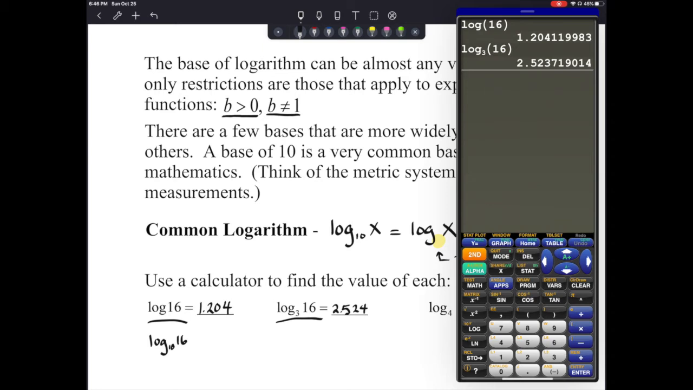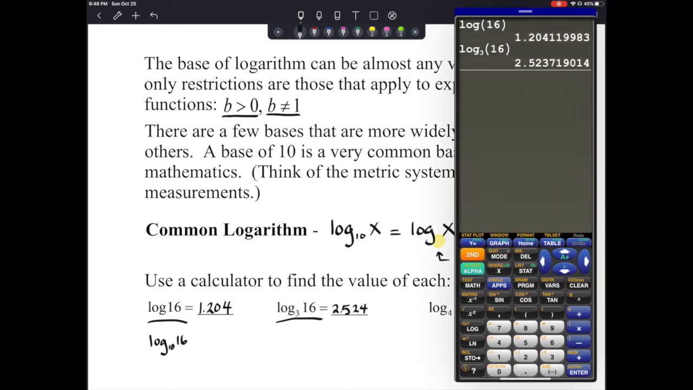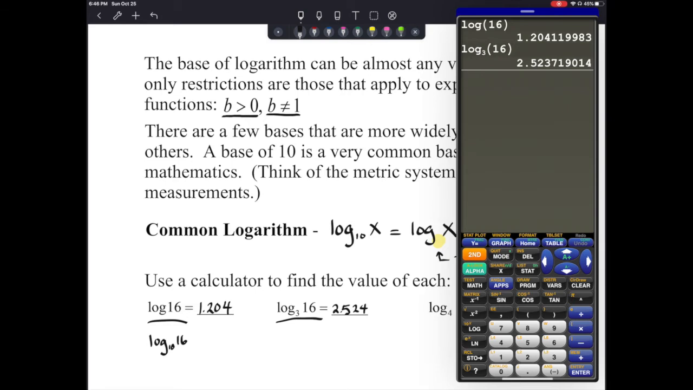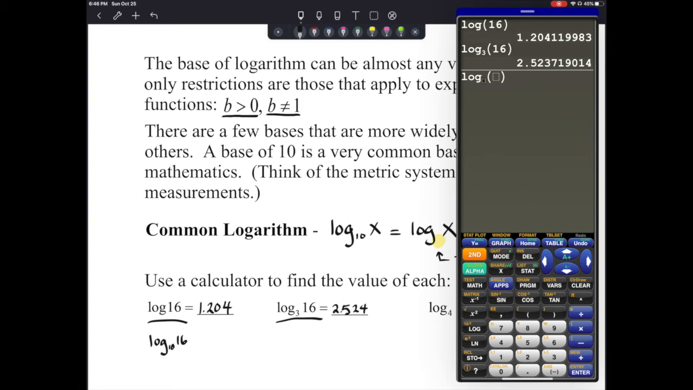And then we've got our last one there that says log base 4 of 16. Well, if you see here, let's do that. We're going to say alpha window, bring it up, log base, and we're going to say 4 of 16, and you'll see that will be 2.